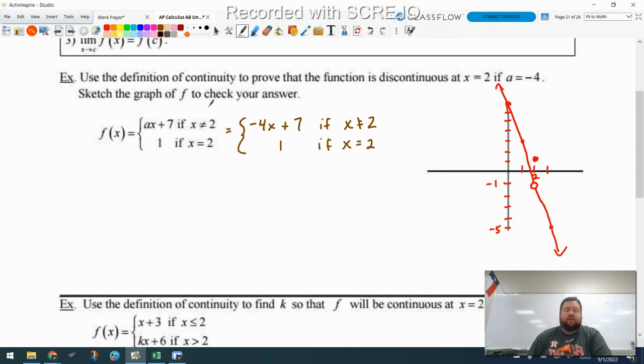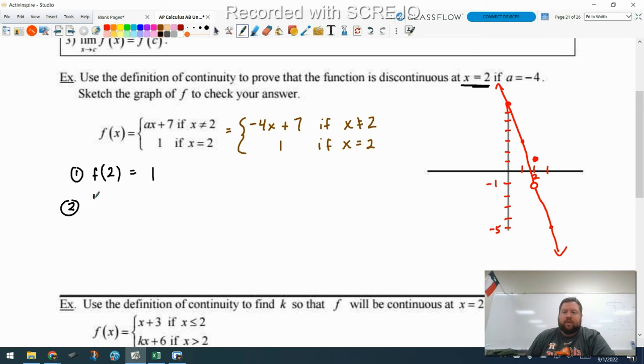All right, so we have to use the definition of continuity to prove that this function is discontinuous. You can see that it's discontinuous on the graph because there's a hole in the graph. This is a point discontinuity because it's discontinuous at a point. Okay, so if we do rule number 1, f of 2, where x equals 2 is our point of interest, f of 2 is defined. f of 2 is equal to 1. That's what they're telling us here on the bottom part. So it passes rule number 1.